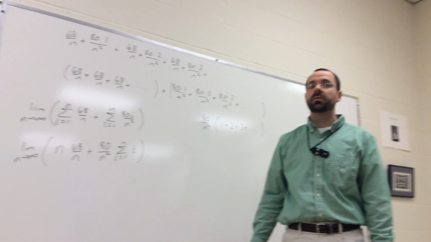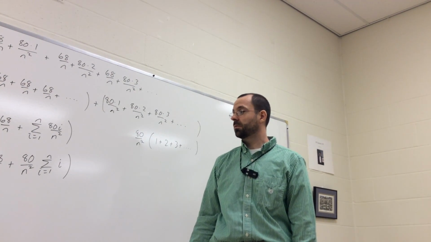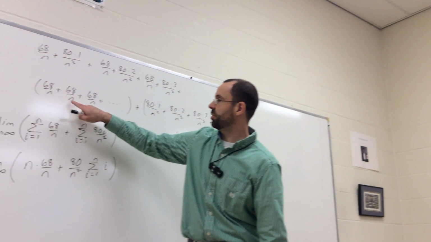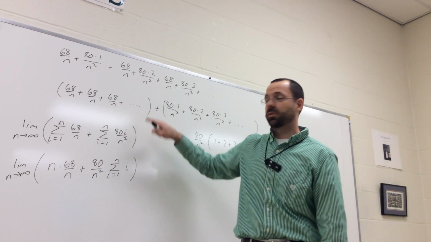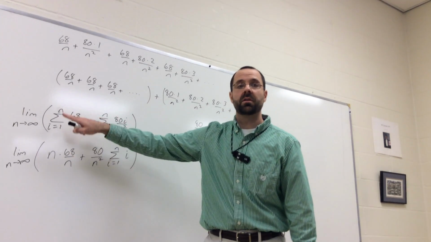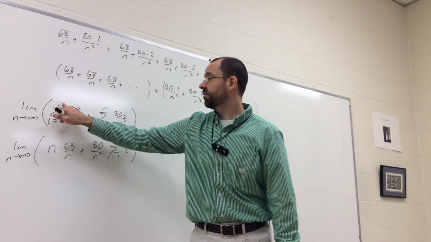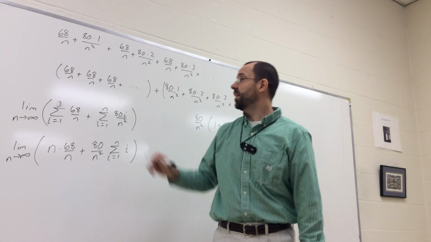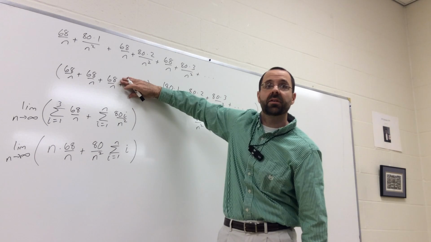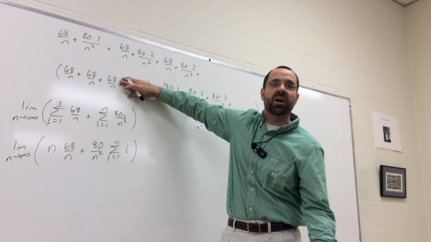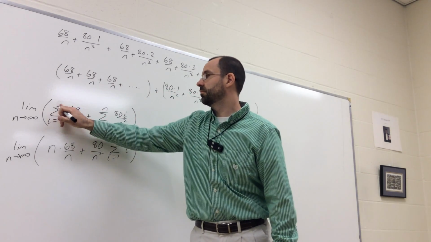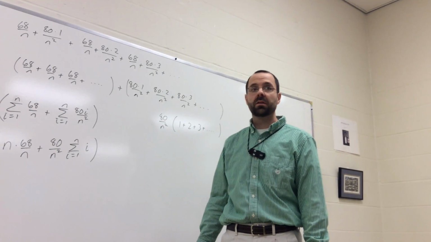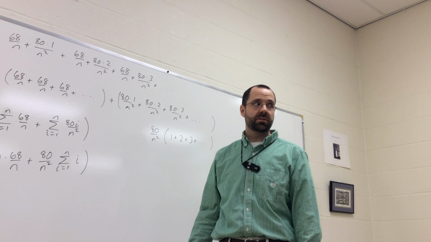Yes? Where did the n come from that you're multiplying to 68 over n? So you see that this is just a bunch of 68 over n's added together? That's what this is. So if this was a 3, then I would have 3 of them added together. So I could just multiply it by 3. Good. Everybody doing okay?